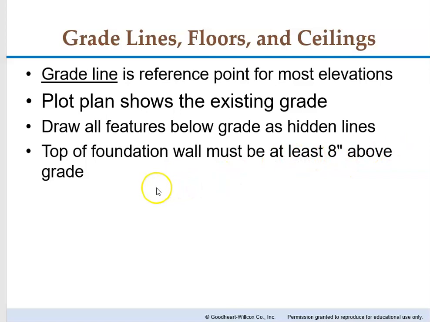8 inches above grade. That's for water and pests, right? Insects and stuff. Because we put a piece of wood on top of our top of foundation, even though it's pressure treated, we can still get little bugs, ants, carpenter ants, and water can splash up. So this 8 inches was made to protect the wood structure that's built off of the foundation. Plot plan shows the existing grade. A plot plan is an actual site plan where the house is located on a piece of property.